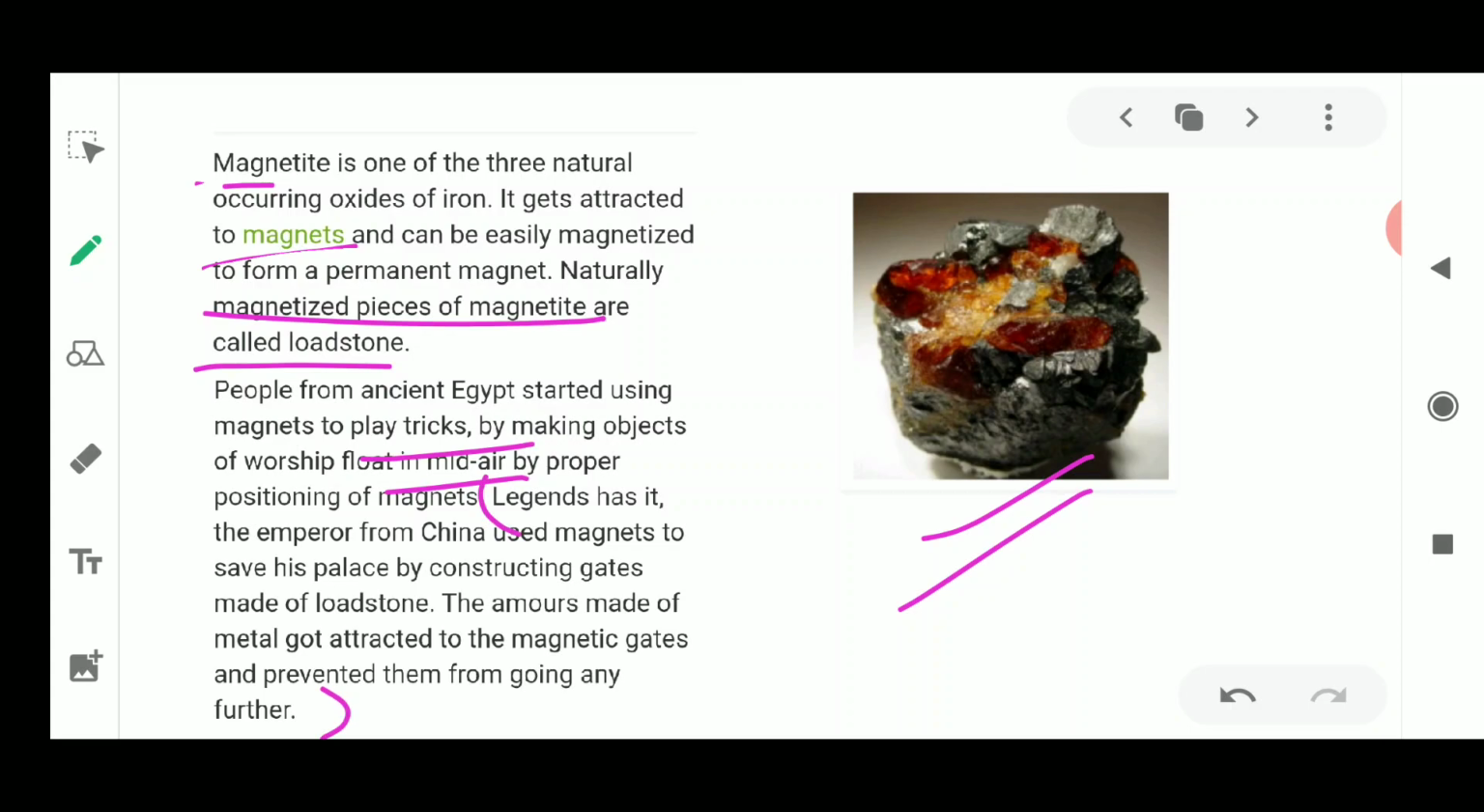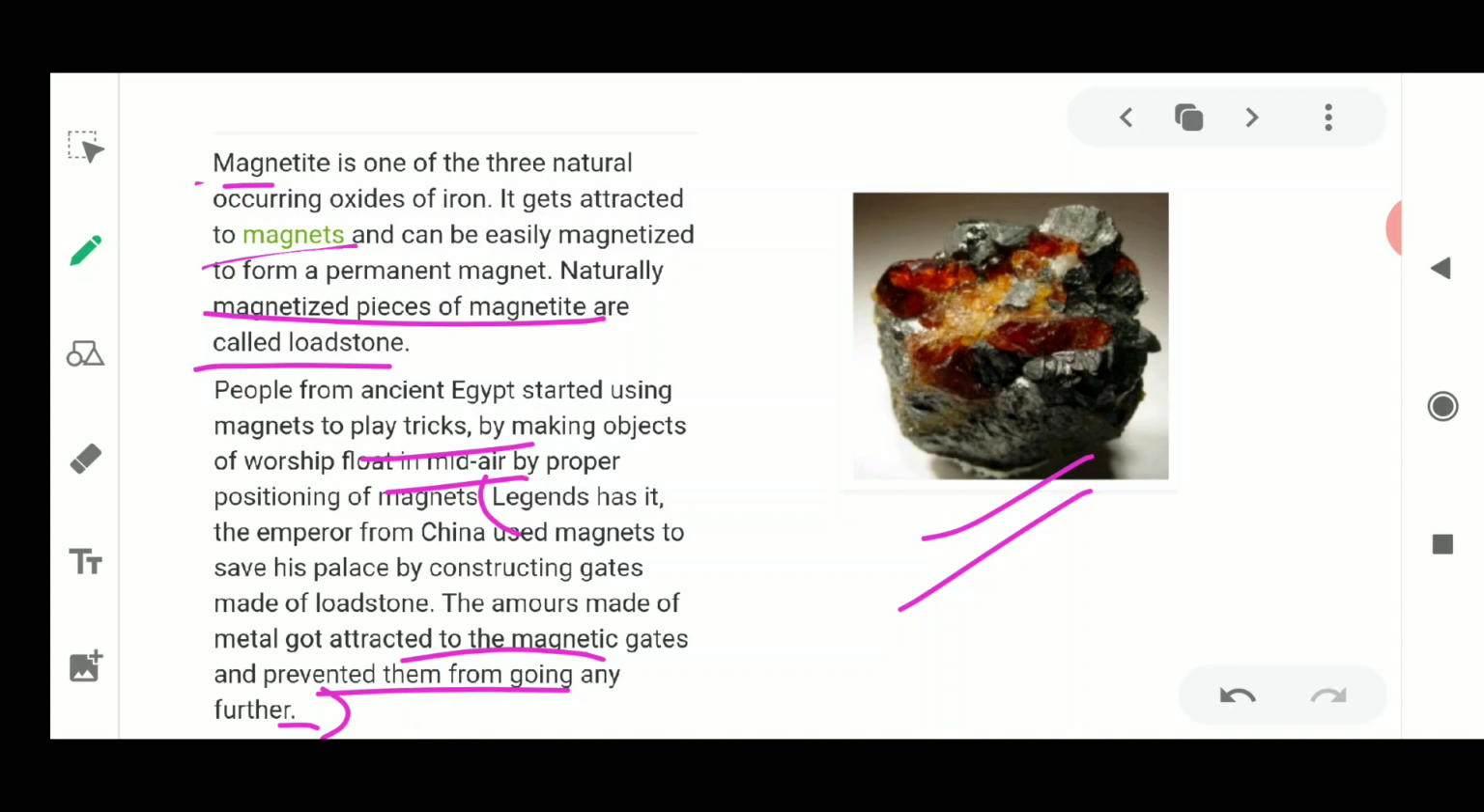The armors made of metals got attracted towards these magnetic gates, preventing any of the enemy from going in through that gate. He used to construct these magnetic gates using lodestones, so that people carrying armor or guns made of iron got stuck to these gates and would not be able to enter inside.